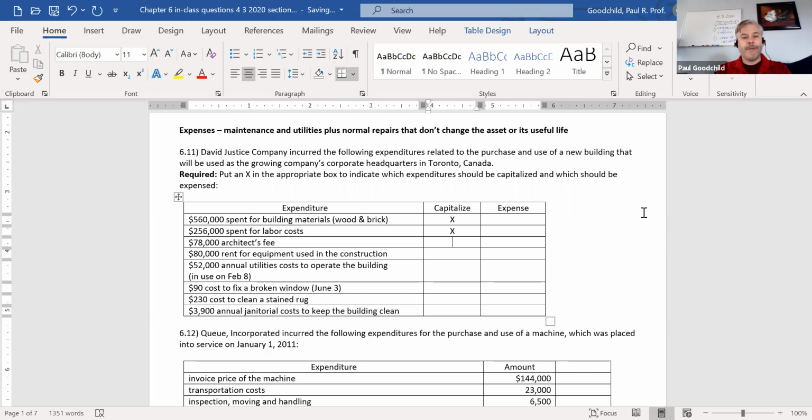The architect's fee, going to capitalize that. Rent for equipment used during construction. So we have this building that's not quite ready yet, and part of the cost to get it prepared is going to be labor, building materials, and we're going to need equipment. So that gets capitalized. Now, $52,000 in annual utilities costs to operate the building. Even though this seems like a material amount and it hits that threshold, it's part of the normal operations of the business, so we would expense that portion of it.